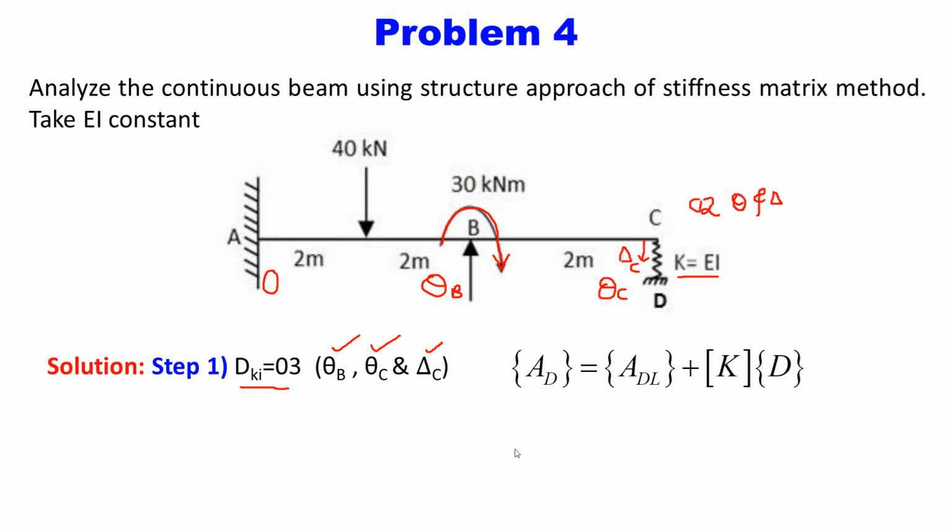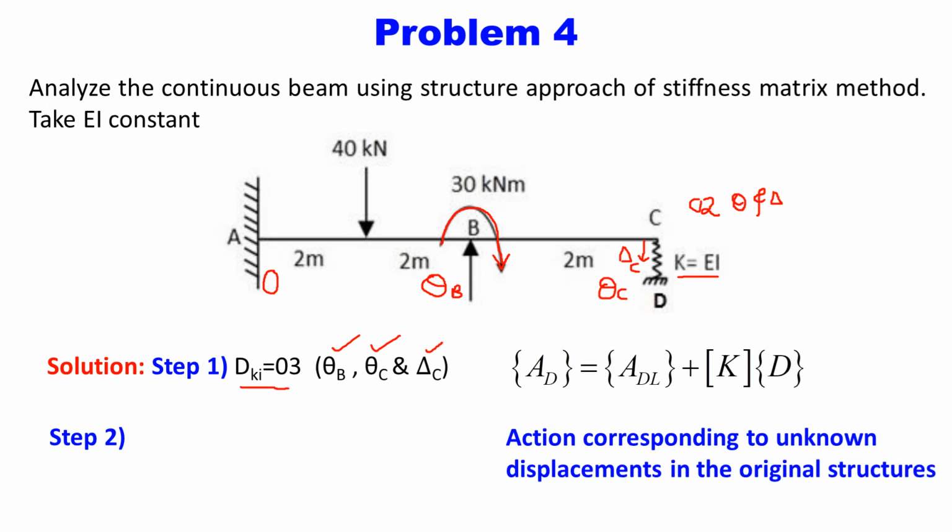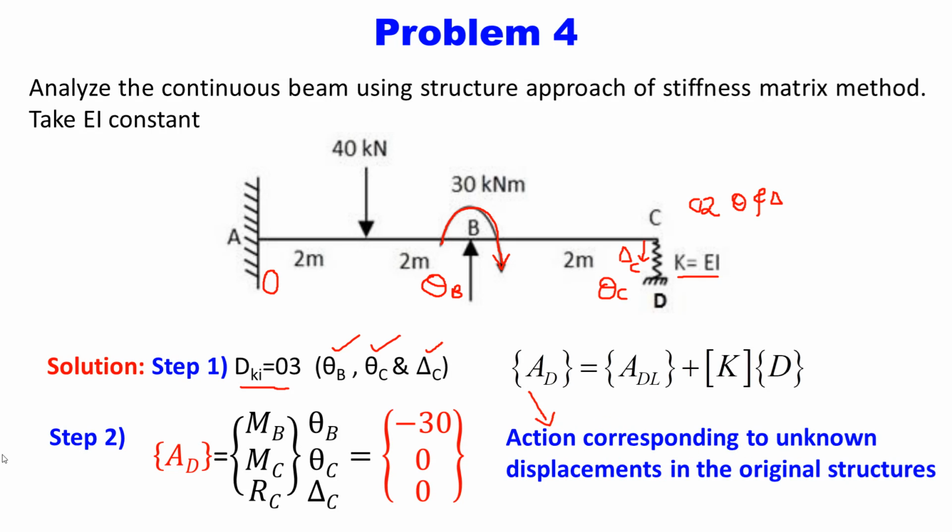Then we have to find out the required matrices in the compatibility condition. So we know that very first matrix is AD matrix. AD stands for action corresponding to unknown displacement in the original structure. So AD matrix will be obtained from the original structure.